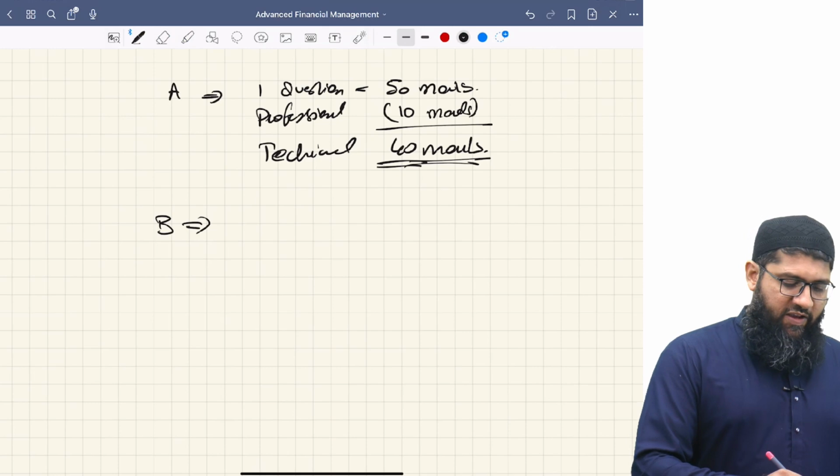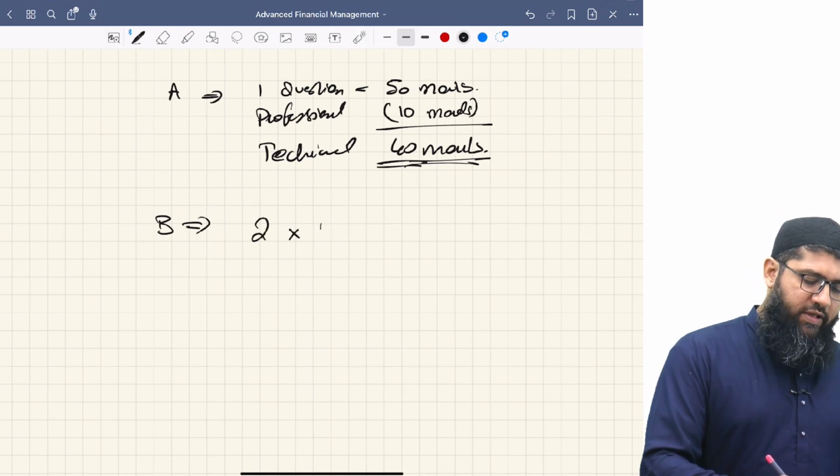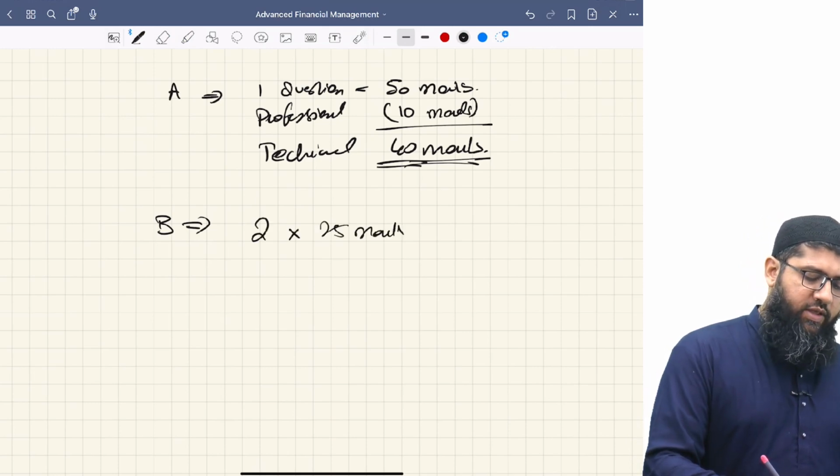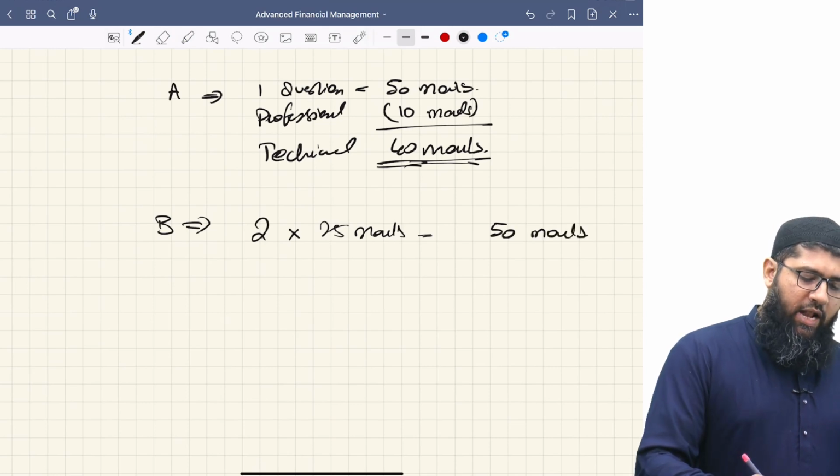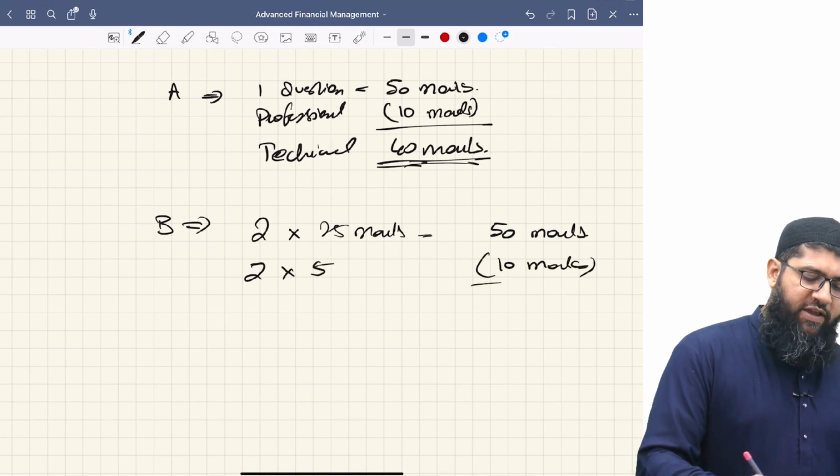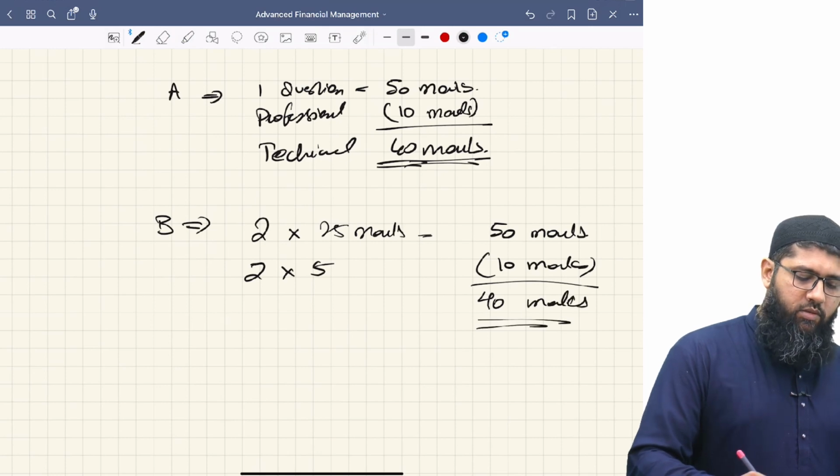And when it comes to section B, you have 2 questions of 25 marks each, which gives you 50 marks. Again, out of these 50 marks, it's 2 questions multiplied by 5, which gives you 10 marks for the professional and 40 marks are technical.